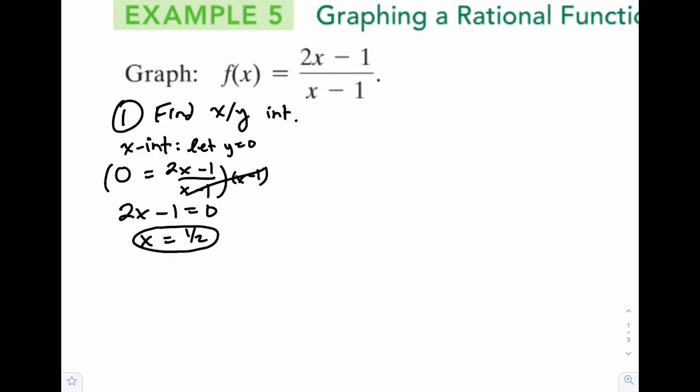Now we'll do the y-intercept. For the y-intercept, you simply let x equal 0. So plug in 0 here, and we can see we get negative 1 over negative 1. So let's just write that as 1. So that wasn't too bad.